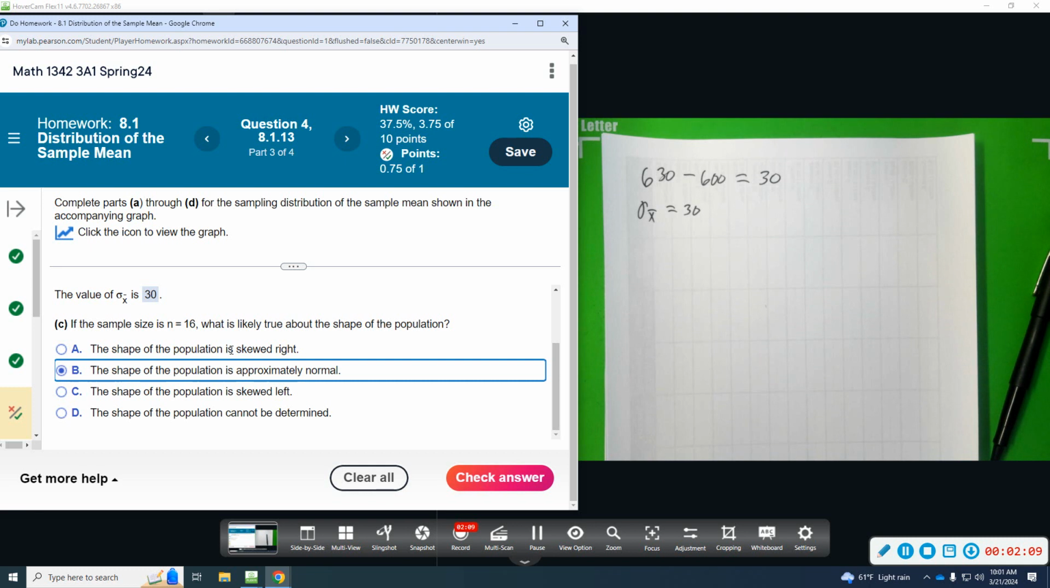Otherwise they would need to tell us if it was a distribution that was skewed left, right, or something else.